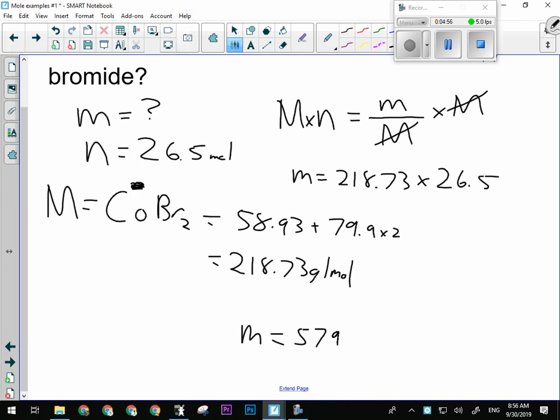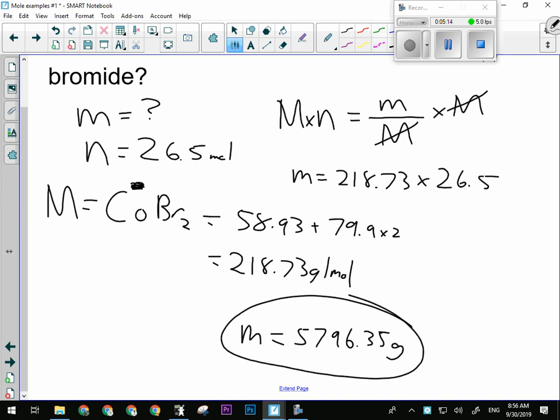grams worth of cobalt 2 bromide. Isn't it? Hmm? That's a lot. That's 5 kilograms, well, almost 6 kilograms. Yeah. So, I mean, it's a pretty good amount.